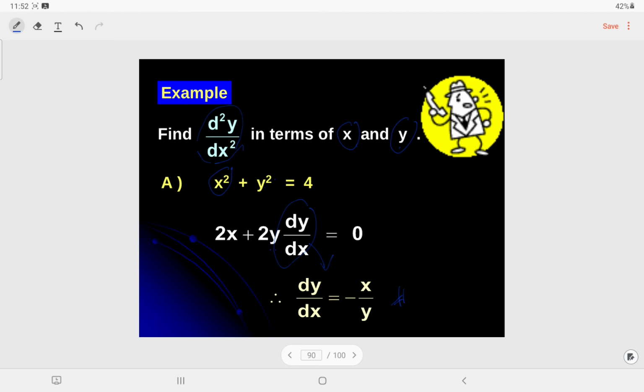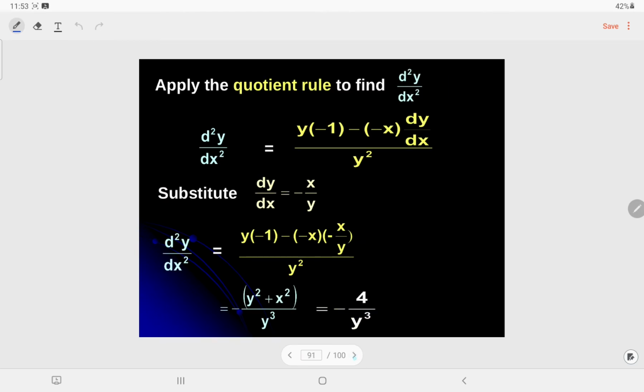And then we need to differentiate once again to get the second order derivative. Since this is a quotient, we need to use the quotient rule: (v u prime minus u v prime) over v squared. Okay, we get this one.